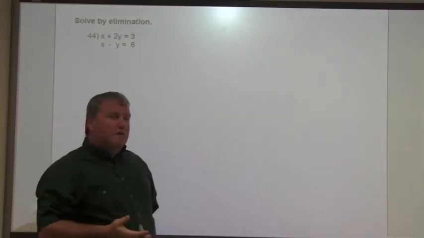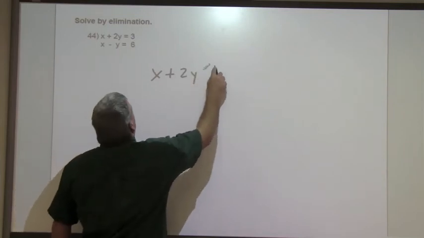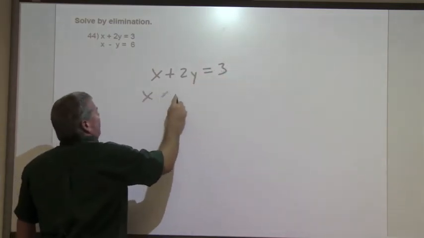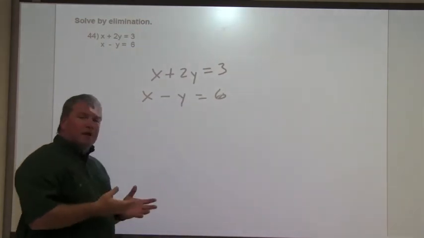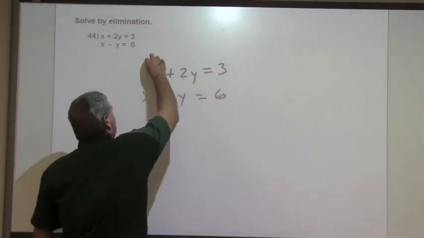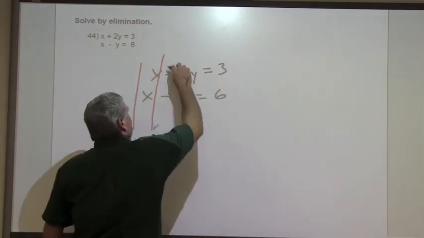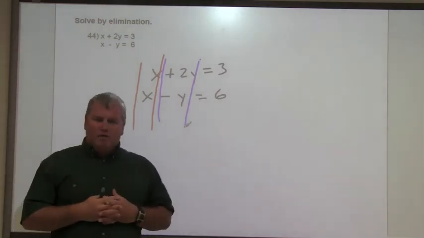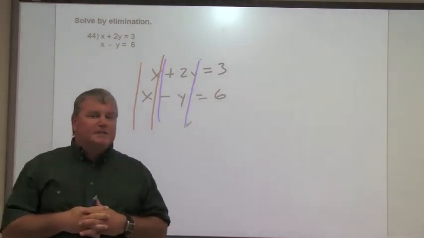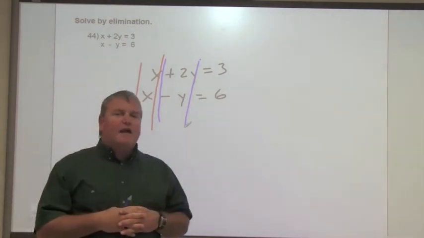Again, they want us to do elimination on number 44, so we got x plus 2y equals 3, and x minus y equals 6. Now, I line them up like this because I want to compare the variables. I have x's there, and I have y's right here. Now, I want to eliminate one of them. Well, are they opposites? Now, some of you might say, well, the y's are opposites. Yeah, they have opposite signs.